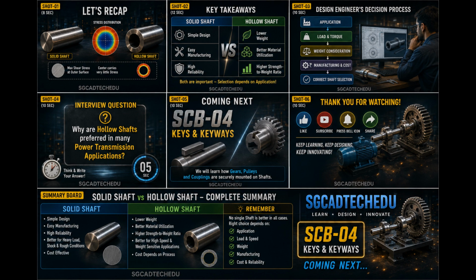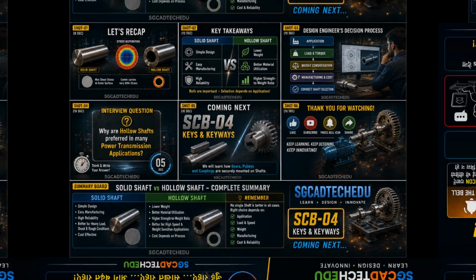Now here's an interview question for you. Why are hollow shafts preferred in many power transmission applications? Share your answer in the comments. In the next episode of the Shaft Concept Builder series, we'll learn how gears, pulleys, and couplings are securely mounted on shafts. Our next topic is keys and keyways.